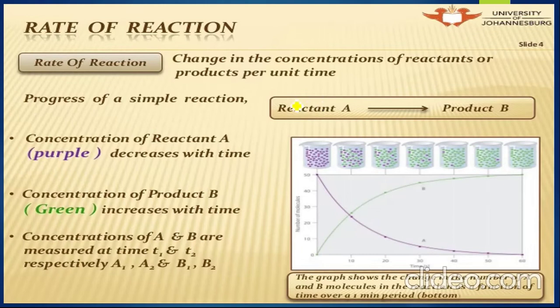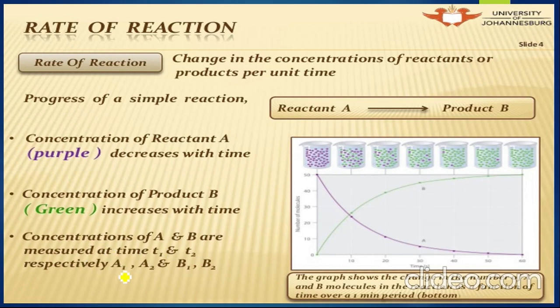Okay, I'm sure here you understand. It won't take much time because whatever is here I've explained. So this is the reactant A, which is forming product B. As I said, reactant A is decreasing with time, while product B is increasing with time. So here it's saying the concentration of reactant A, which is in purple, decreases with time, while the concentration of product B, which is in green, increases with time. The concentrations of A and B are measured at times T1, which is the initial time, and T2, the final time.